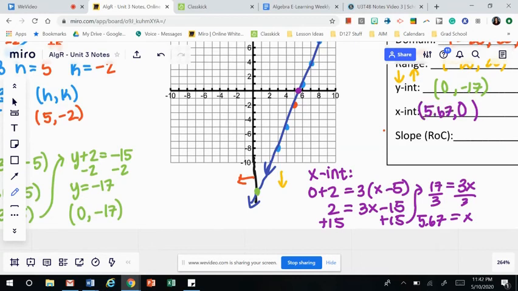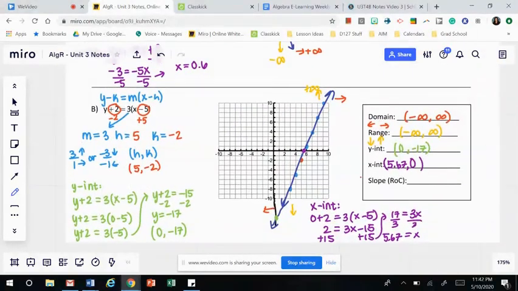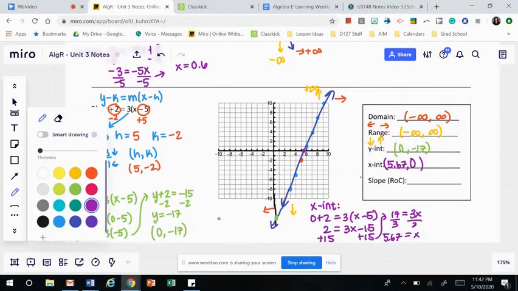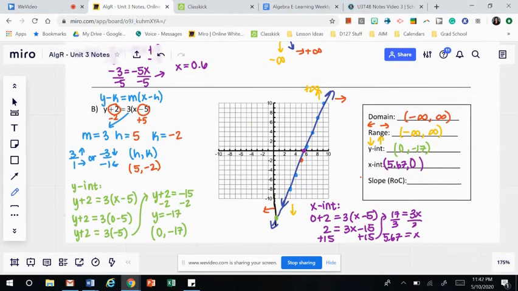We just want to double check that that makes sense in our graph and looks right. After the number 5, but before the number 6. And finally, our slope is what we use to count out our constant rate of change. So our slope is 3 over 1.